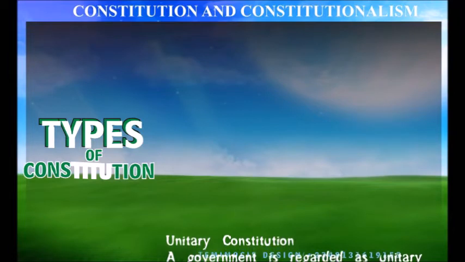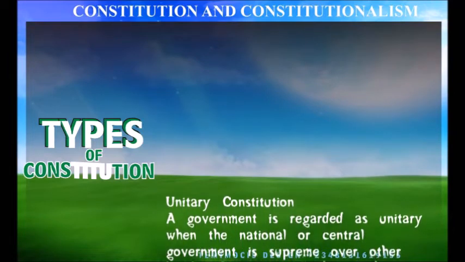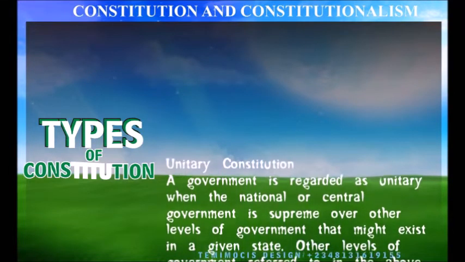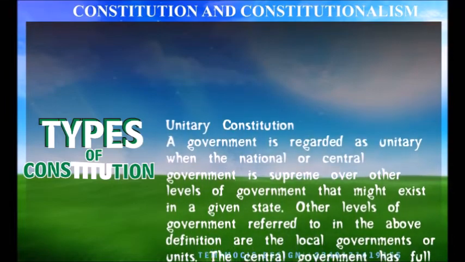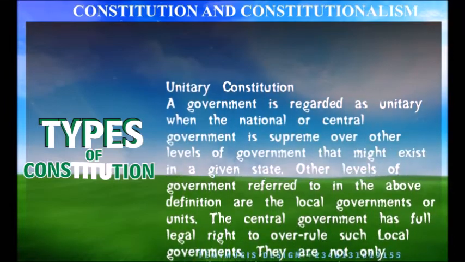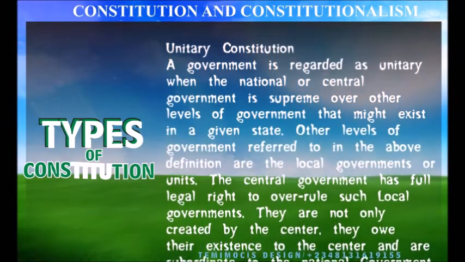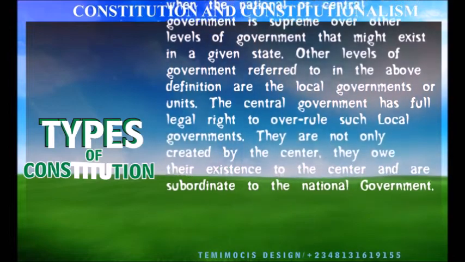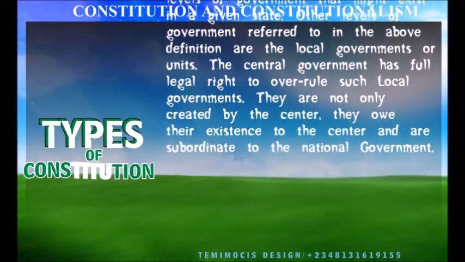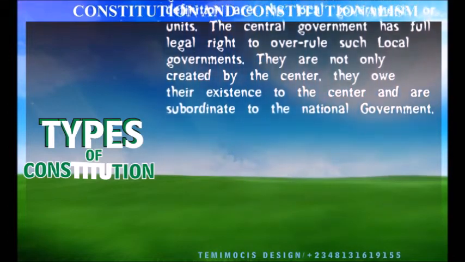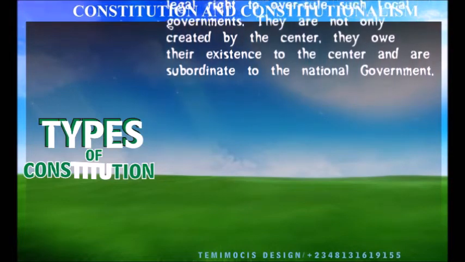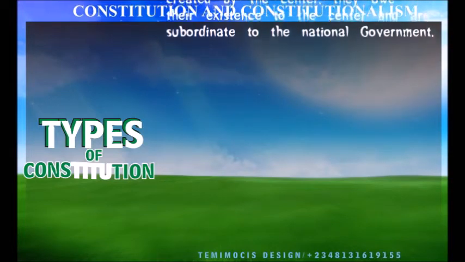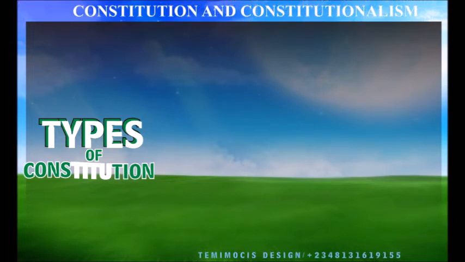Unitary constitution. A government is regarded as unitary when the national or central government is supreme over other levels of government that might exist in a given state. Other levels of government referred to in the above definition are the local governments or units. The central government has full legal right to overrule such local governments. They are not only created by the center, they owe their existence to the center and are subordinate to the national government.